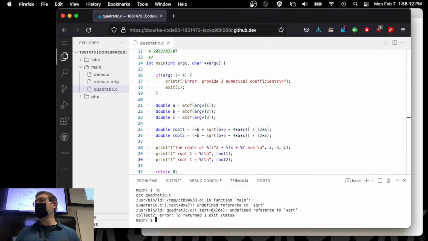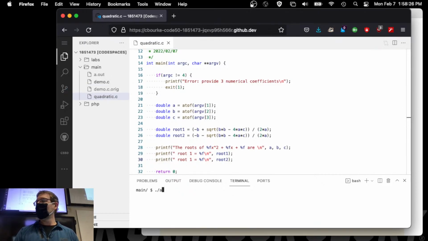Square root. I need the math library. GCC is saying that ain't no function I've ever heard of. Well, I'll tell you about it. I'll link you in with the math library over there, and now you do know about it, and you can compile. When I run this without command line arguments, I'm going to get that error message, and it's going to immediately exit. Error. Please provide, I didn't put a please there, but provide 3 numerical coefficients. Okay, fine. 10, 20, and 30.